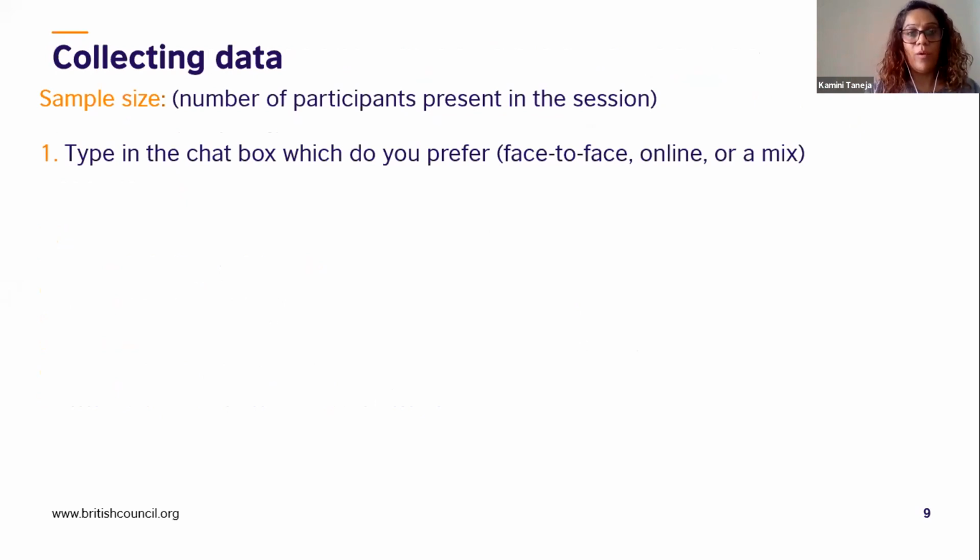So I want all of you to put in the chat box one of 3 words. You can write F2F for face-to-face, O for online, and blended or B. You don't have to give me a reason. You just have to write one of them: blended, face-to-face, or online.